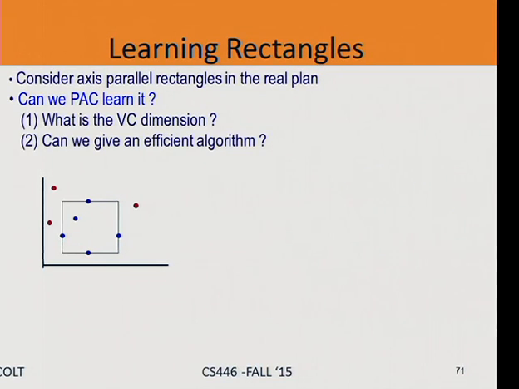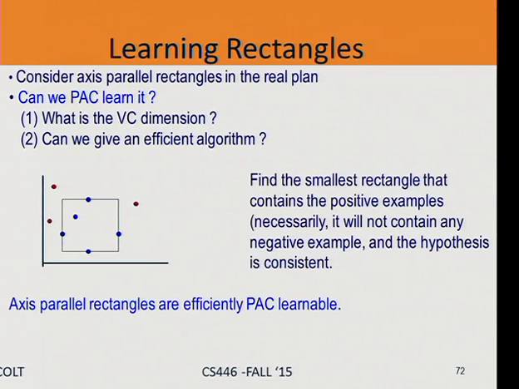But we could show that it's exactly 4. And then we need an algorithm. But we already gave an algorithm, right? We said we're going to find the smallest rectangle that contains the positive examples: max and min on the x-axis, max and min on the y-axis of the positive examples, and that gives me something that is consistent with the data. And I'm happy, because I satisfy the consistent version of Occam's razor.